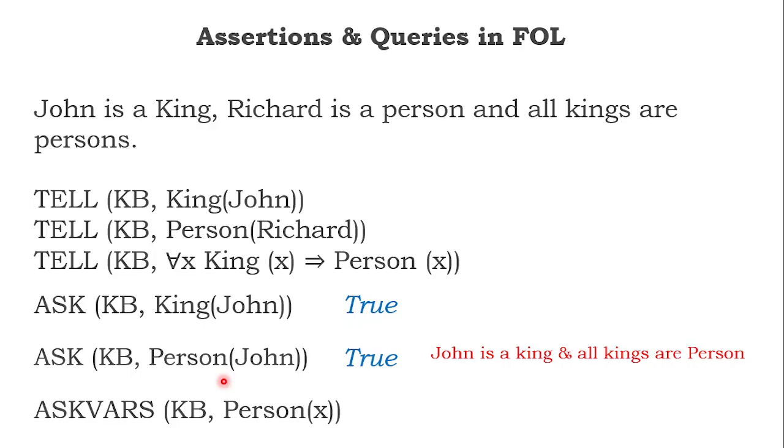Ask a variable to the knowledge base: who is X? Because X is a person, you know. Who is X? Don't think it will tell only Richard is a person, because the computer also knows John is a person, because John is a king and kings are person. If I ask who is X, the computer knows X is John as well as X is Richard. It will tell both answers. X is John and X is Richard. Okay, this is called assertion and queries.